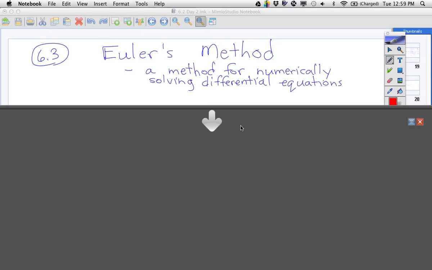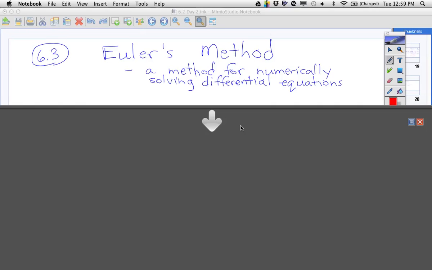We've been working with integrals and area and approximating those things with rectangles, trapezoids, and so forth. Here we're talking about solving differential equations. So in one sense, that doesn't have anything to do with what we've been doing. It doesn't have to do with integrals or area. But how we go about doing this is very much related to what we did with our approximations for area. So it's a method for numerically solving differential equations.